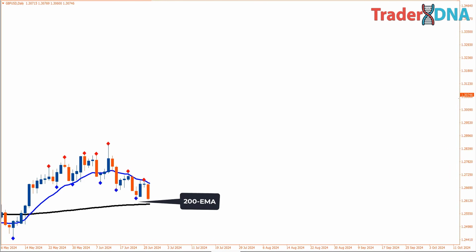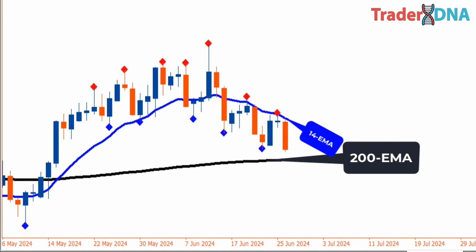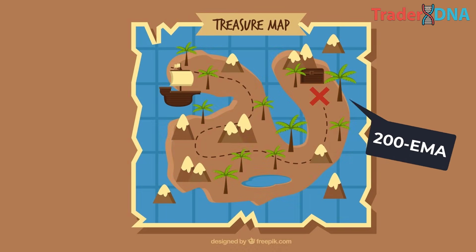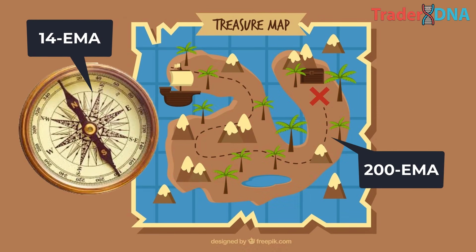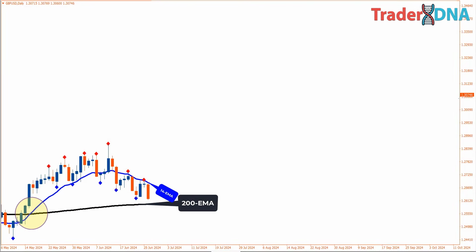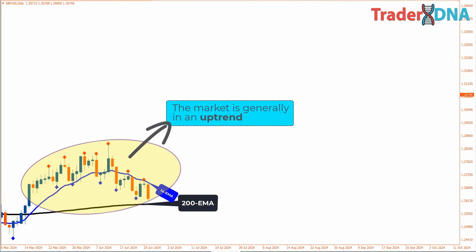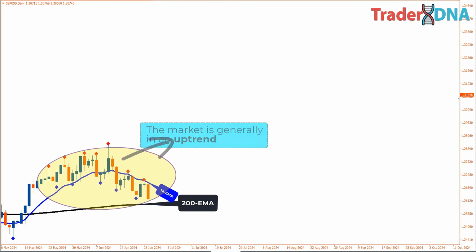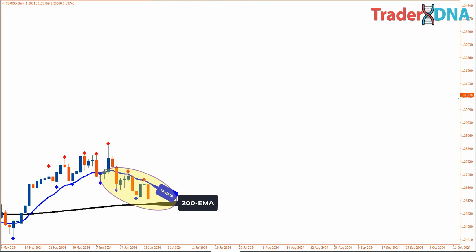We're going to use the 200 period moving average to spot the big picture trend and the 14 period moving average to catch the smaller, faster moves. Think of the 200 as the map and the 14 as your compass. Step by step, let's say the price is above the 200 period moving average. Boom, this tells us the market is generally in an uptrend. Green light, folks. But here's the trick. We don't just jump in right away. We wait. At some point, the price is going to dip slightly below the 14 period moving average. Don't panic. That's just a temporary pullback.